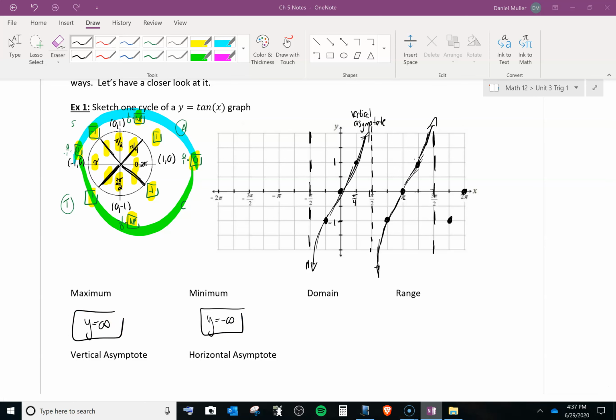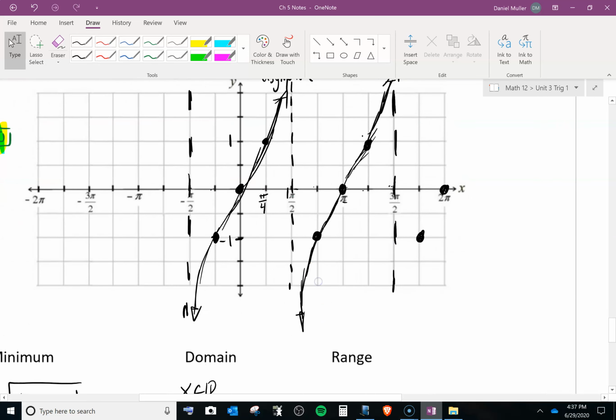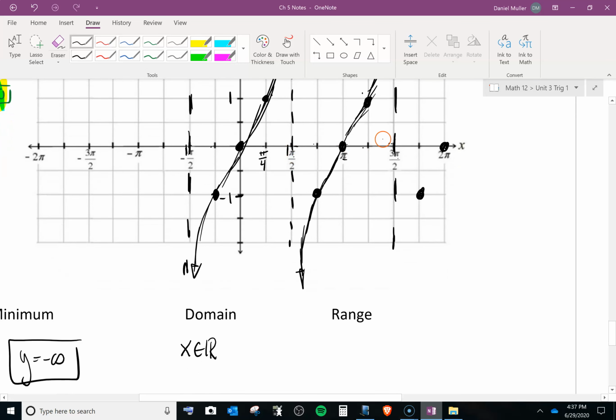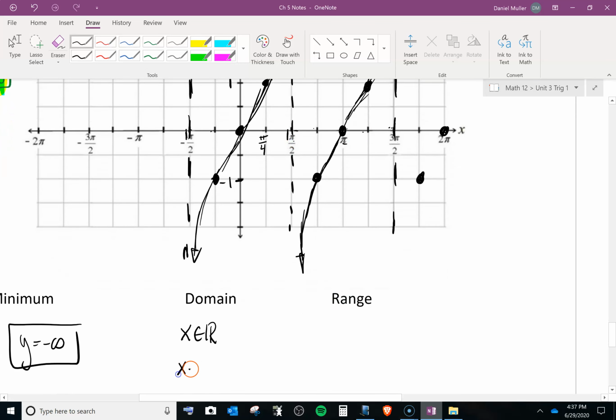Domain. How far left and how far right? Well, it goes forever to the left. So x is an element of the reals. But we have these problem spots. It can't equal pi over 2. It can't equal 3 pi over 2. And it can't equal negative 1 pi over 2. So we have to say, well, x can be anything, but there's a bunch of things that it cannot equal. It can't equal 1 pi over 2. Can't equal 3 pi over 2. What do you think the next one would be if you followed that pattern? 5 pi over 2.